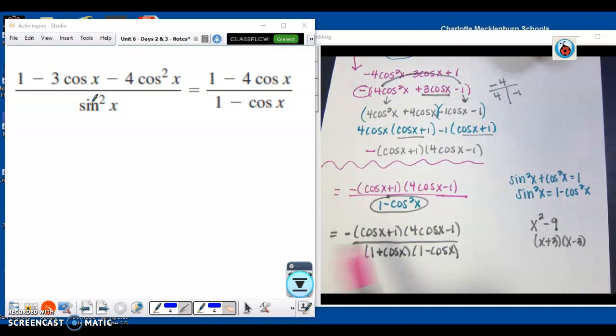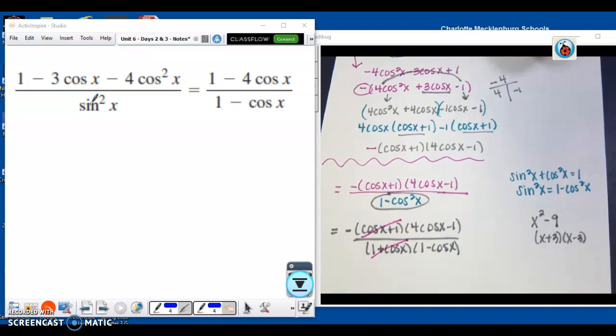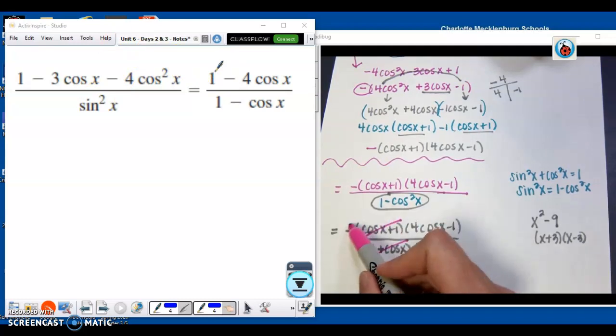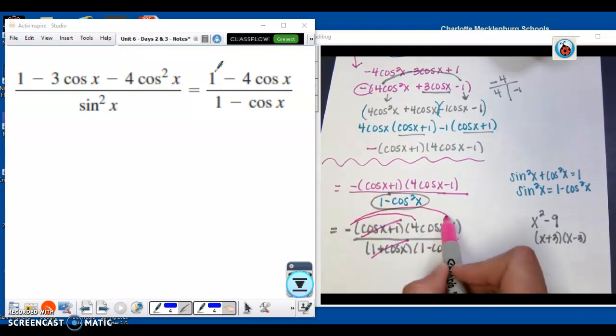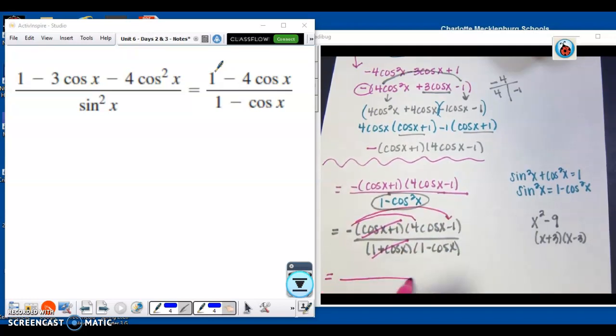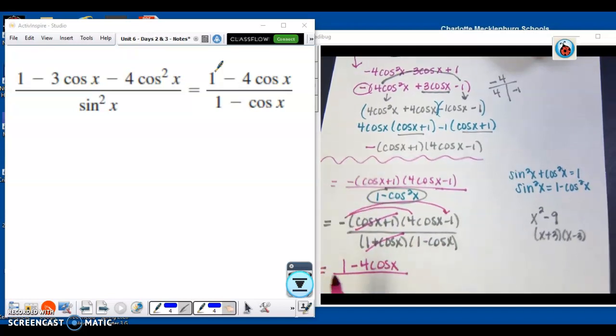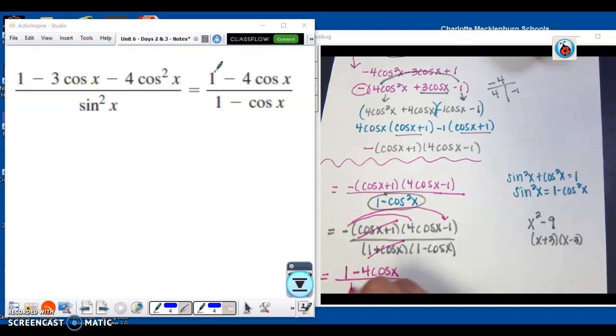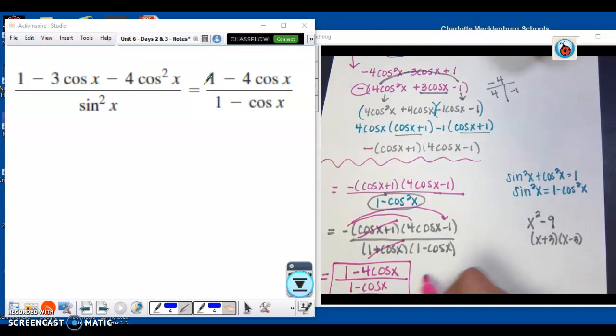Because we have cosine x plus 1 and 1 plus cosine x, those are the same thing, so that can cancel. So take a look at what we're trying to get. We're trying to get 1 minus 4 cosine x. Well, we have this negative, and we have 4 cosine x minus 1. So if we just distribute this negative out, that'll give us a positive 1, which is what we need, and a minus 4 cosine x. And then in the denominator, we have 1 minus cosine x, which is what we're supposed to have. So we ended up with the right-hand side.